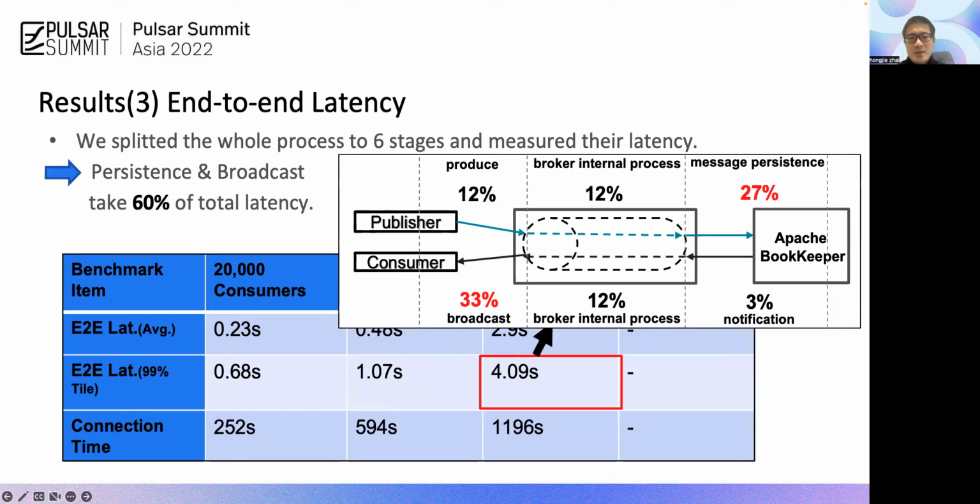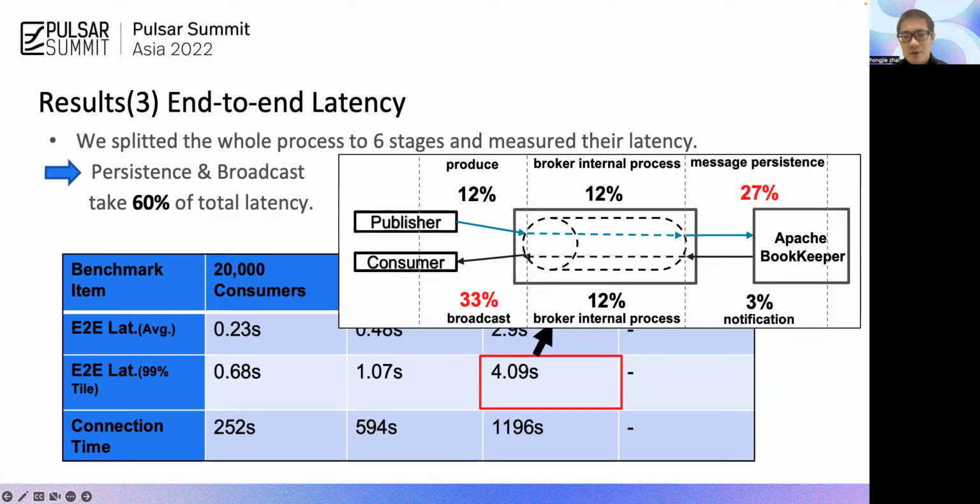For the end-to-end latency, we split the whole process into 6 stages and measure their processing time. The first stage is the produce. It contains the publishing of the message from the publisher, the network communication, and the processing of the Pulsar protocol. Then the broker internal process contains some message manipulation, transformation, and some other processing. Then the message persistence is also communications. It's almost all communications between the broker and the bookkeeper.